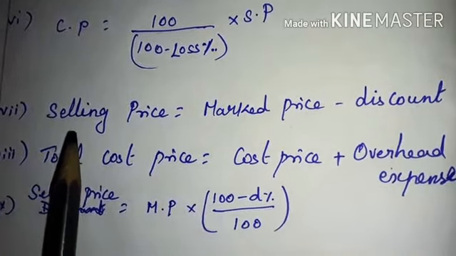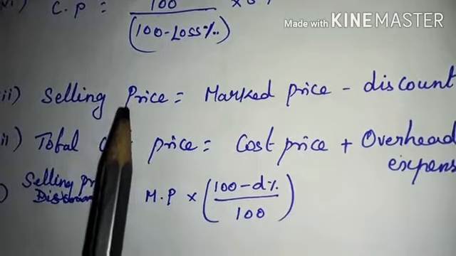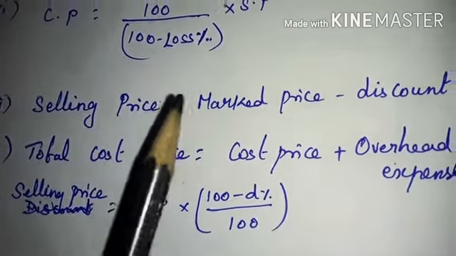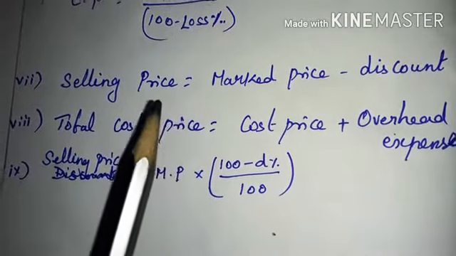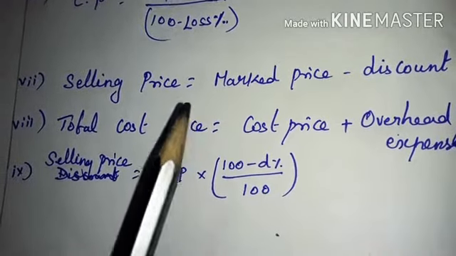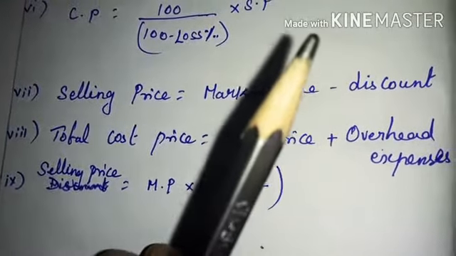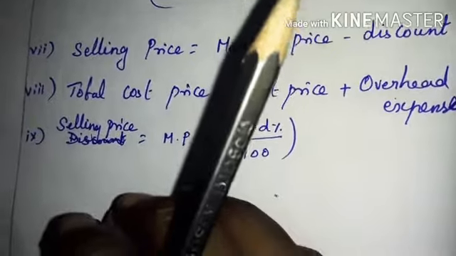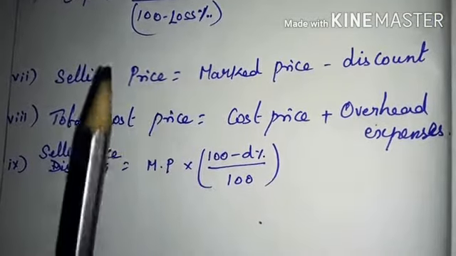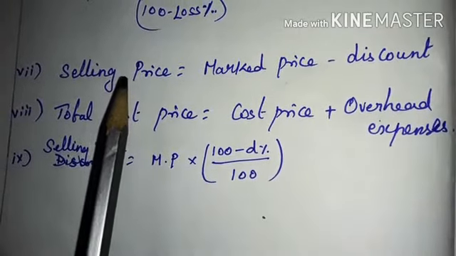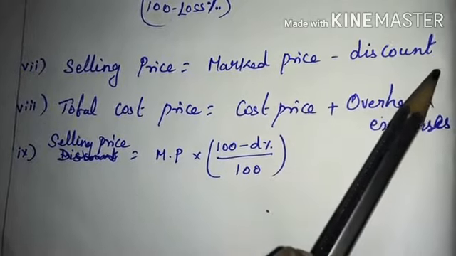In big shops and departmental stores, we see that every product is tagged with a card with a price written on it. That price marked on it, we call the marked price. Based on the marked price only, the shopkeepers offer a discount of a certain percentage. The price payable by the customer after the deduction of the discount is called the selling price. That is, selling price equals marked price minus discount.